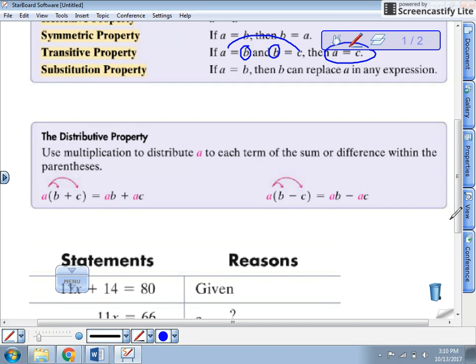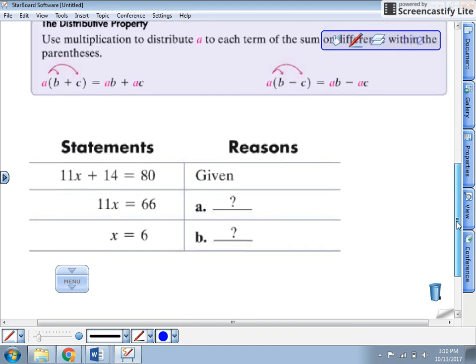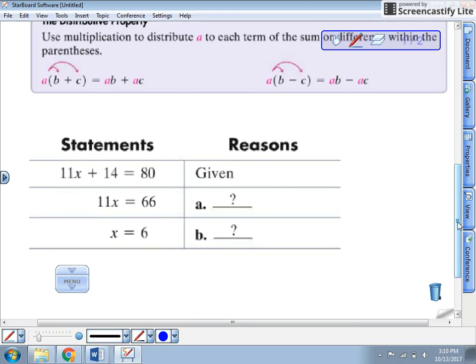Now that we know these properties, here's how we're going to use them, all right? We're going to use this, it's an introduction to reasoning and proofs. Now we're going to prove why we can do things. So they're going to give you an equation just like this, all right? And your proof always starts with the given as your reason. And then you're going to have to fill in the reason.